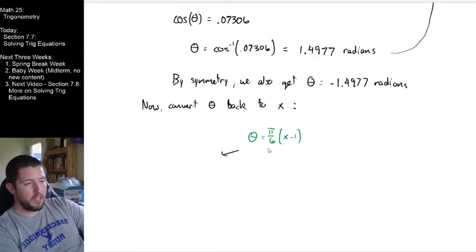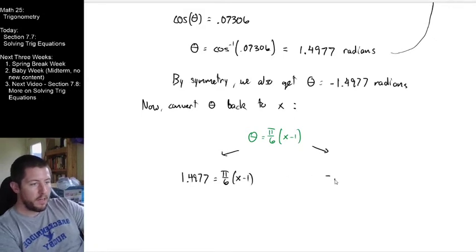And I'm going to branch this into the two different thetas that we've got. We have two different thetas right here. I want to solve them both for x, right? So 1.4977, that's my theta, equals pi/6 times (x minus 1). Also, negative 1.4977 equals pi/6 times (x minus 1).